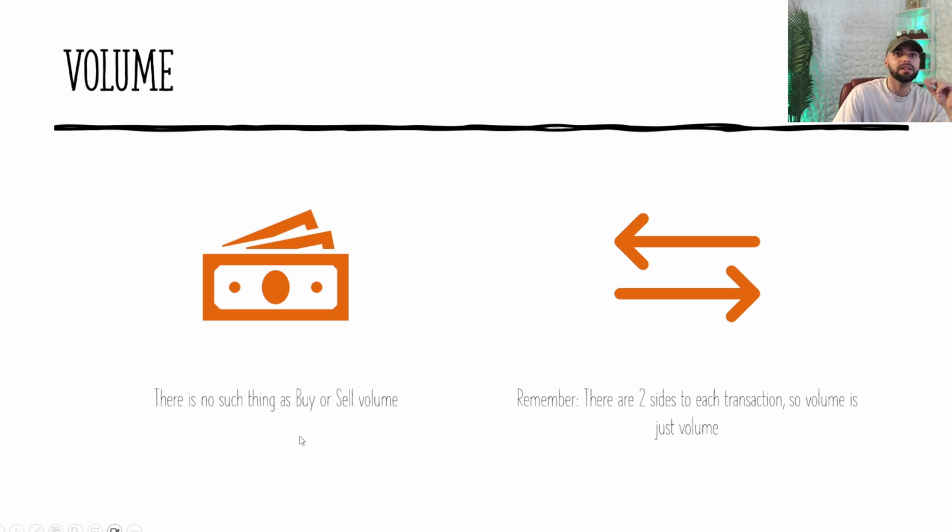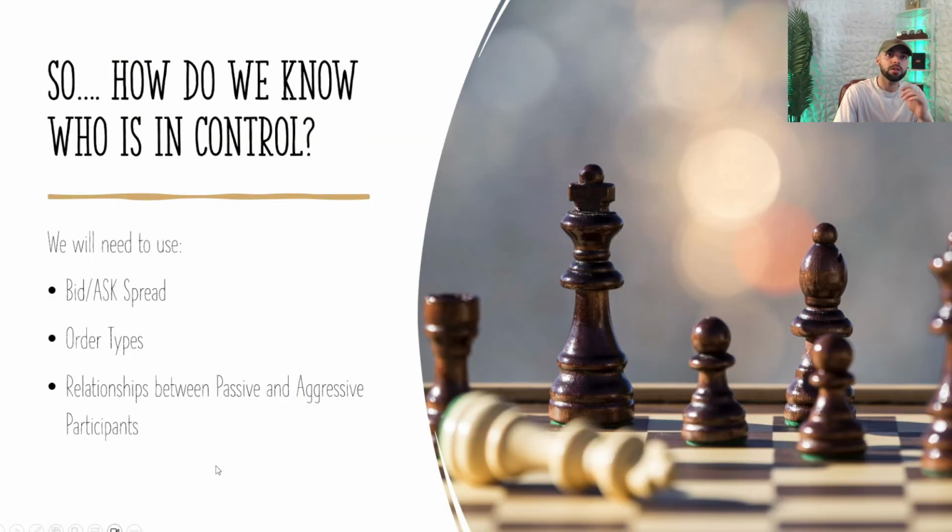Volume. We love volume, right? There's no such thing as buy or sell volume, because remember I told you there are two sides to every transaction. If somebody's buying, somebody's selling, so there's no buy volume, there's no sell volume, there's just volume. That's all there is. So the way we know who's in control is by using the spread on the bid and ask, the order types, and the relationship between passive and aggressive participants. We look at the volume of aggressive buyers and aggressive sellers to determine who is in control. Now you also have to combine that with the passive participants, which might not make sense to you right now, but it will very soon.